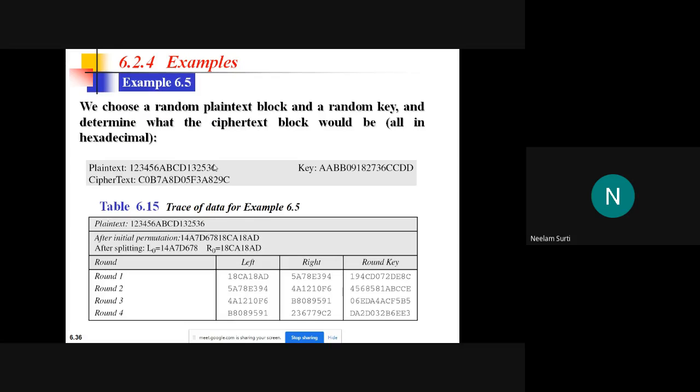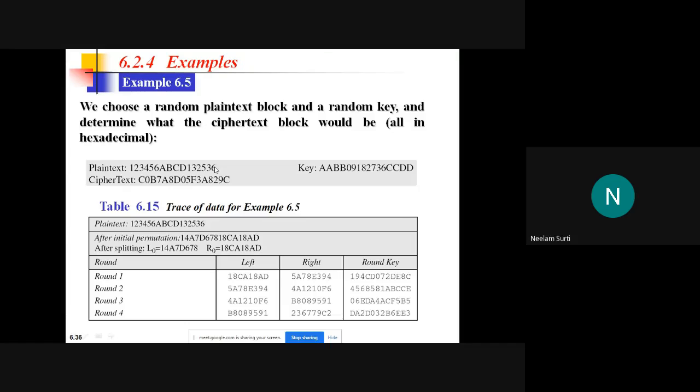Now here one example is given to you, and what I'm expecting from you is to do this yourself on pen and paper. Take a pen and a paper and try to get the answers specified here. So what do you have to do? We choose a random plaintext block and a random key and determine the ciphertext block. What is given here, say 1, 2, 3, 4, A, B, C, is in hexadecimal. So the input plaintext is 64 bit, and the characters taken are specified here.